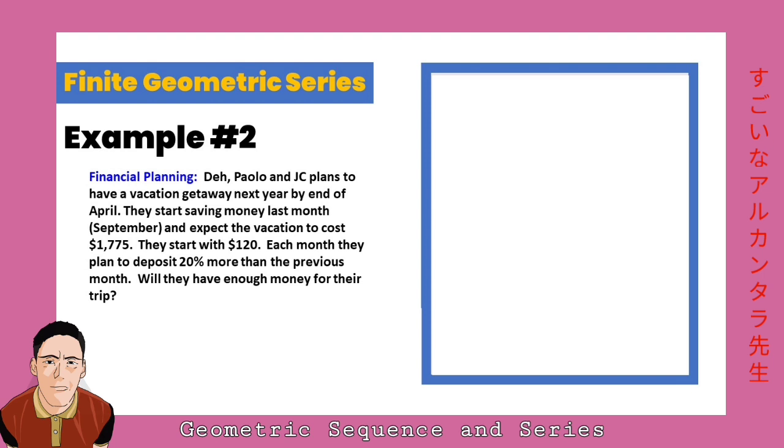Now, in this case, we will use finite geometric series again because there is an ending. What's the ending? It will end by April. So in this case, if we continue with the solution, we can identify the first term as stated in there. They start with 120. That's your first term. Next, the common ratio here is also stated, but in a more complicated manner compared to the previous example. It states here that it is 20% more than the previous month.